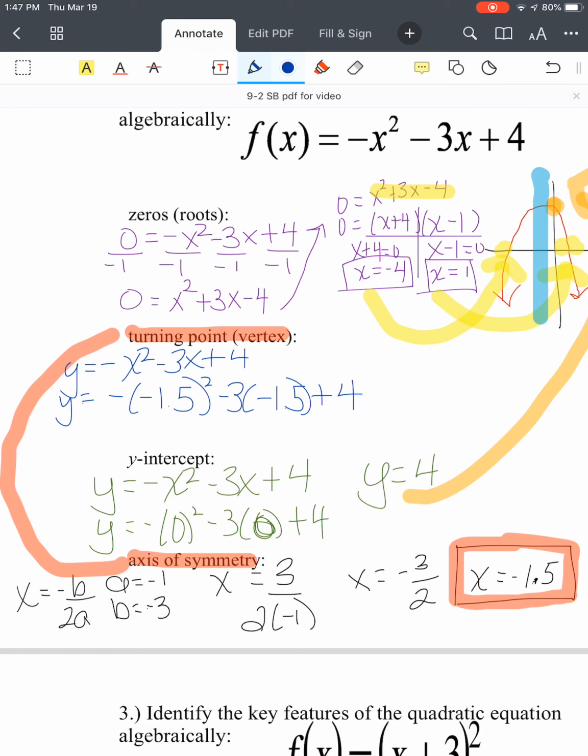So I'm going to type that exactly as is into my calculator. I'll do it with you just so you can do it right now. Type that into your regular screen, not your y equals. We're just trying to get an answer. And I get 6.25. So my turning point is -1.5, comma, 6.25.